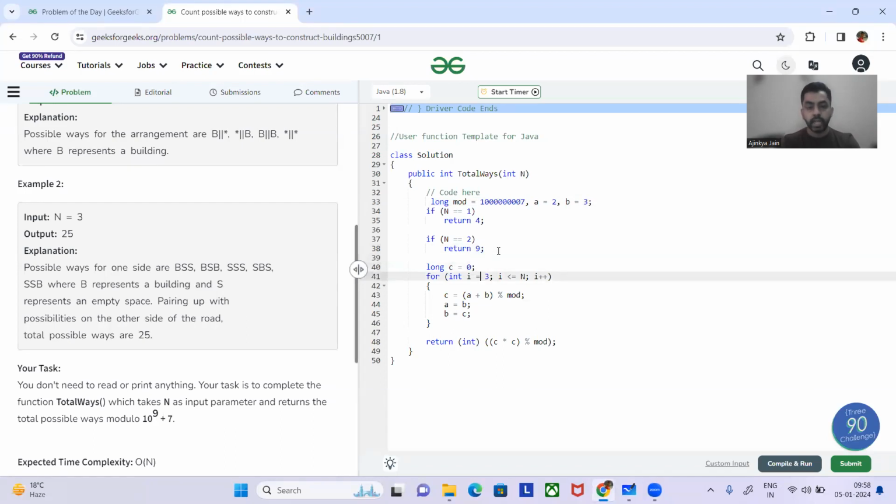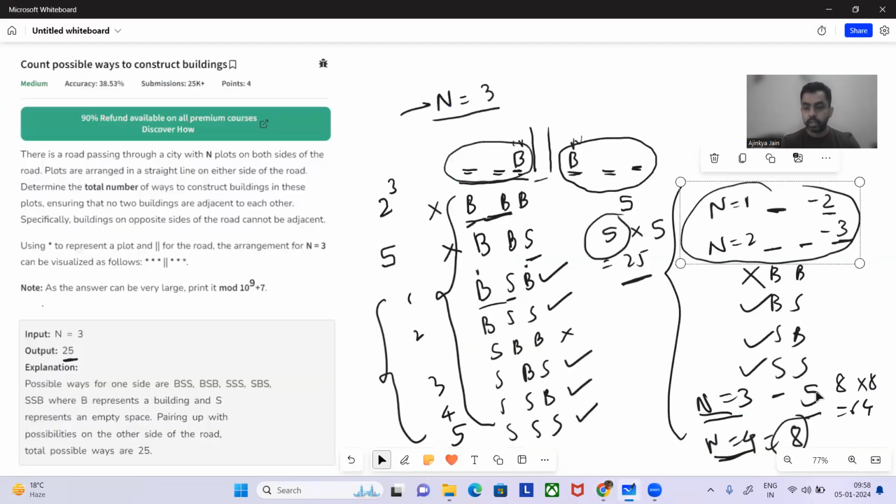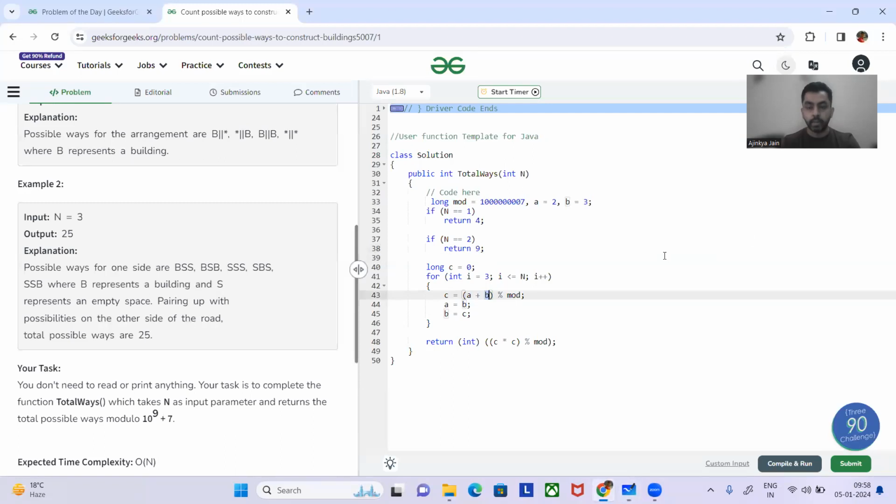Now, if n is greater than 2, we'll go till n, and as I said, the current will be the addition of the previous two. If n equals 3, a equals 2 and b equals 3, the previous two, so we add them: 5 is equal to 2 plus 3. Similarly, we assign a equal to b and b equal to c, and we do the calculation in this way.